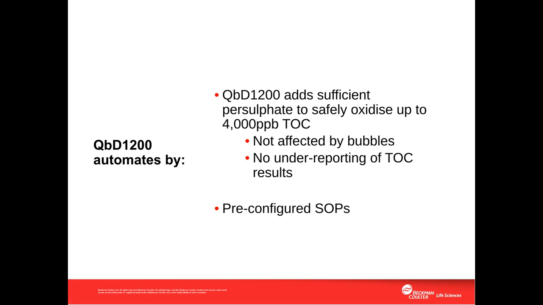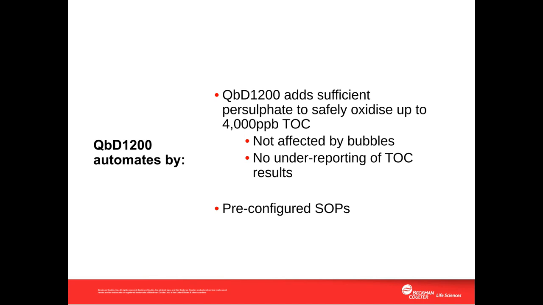Now, the QBD 1200 from Beckman is not affected by bubbles in the sample. And as a minimum, and by standard default, the QBD 1200 adds sufficient persulfate oxidizer to each sample to safely oxidize up to 4,000 ppb of TOC. So this ensures that TOC results are not underreported in normal water samples like purified water and water for injection.